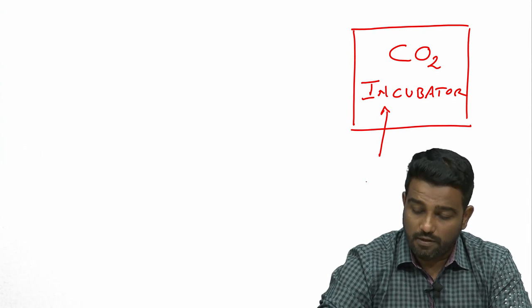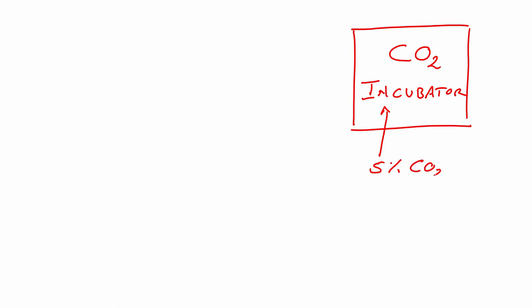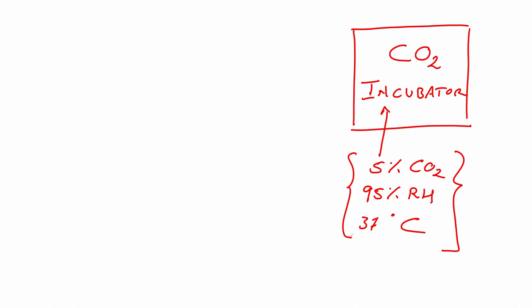Okay. So, suppose there is an equipment called a CO2 incubator. The parameters within it are 5% CO2, 95% RH, 37 degree centigrade. So, if you see this, these are the parameters or the environment within the CO2 incubator. Why is it 5% CO2, 95% relative humidity and 37 degree centigrade?